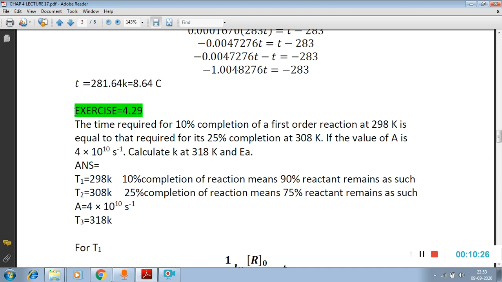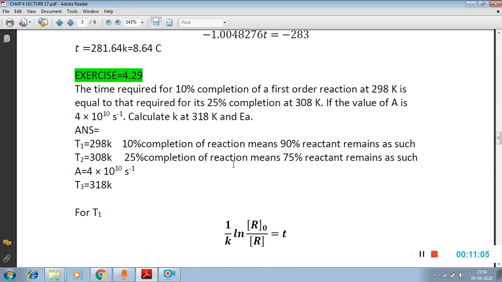The next question 4.29. The question is like this: the time required for 10% completion of a first order reaction at 298 Kelvin is equal to that required for its 25% completion at 308 Kelvin. If the value of A is 4 into 10 raised to 10 second inverse, calculate K at 318 Kelvin temperature and the activation energy.